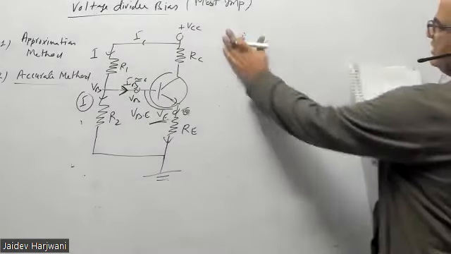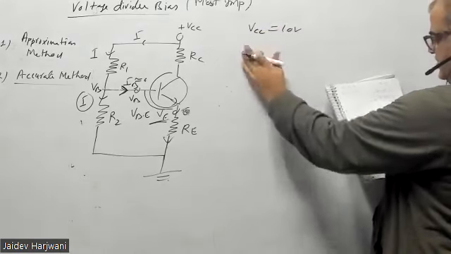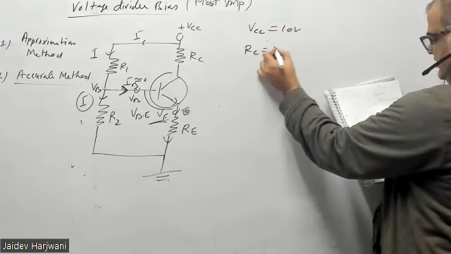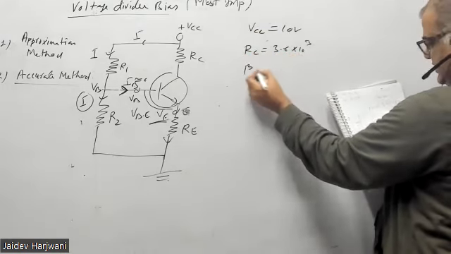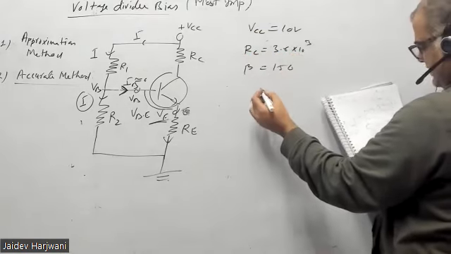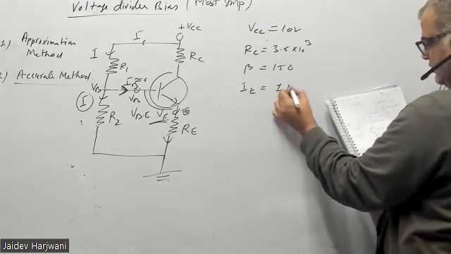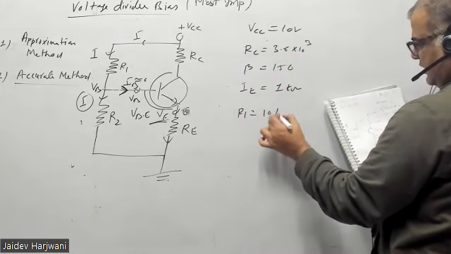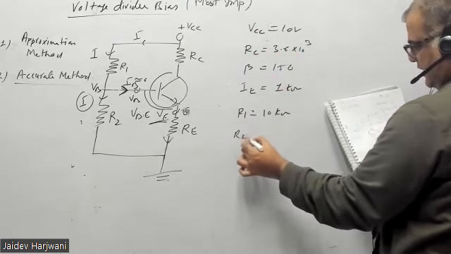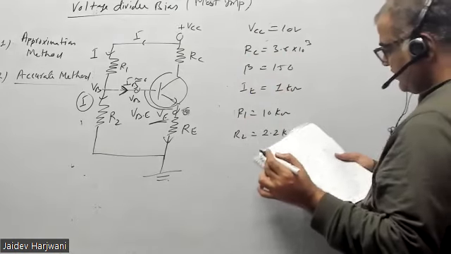Your VCC is given 10 volt, RC is given 3.6 kilo ohm, beta is given 150, but you don't require beta here. Just to back calculate, RE is given 1 kilo ohm. R1 is given 10 kilo ohm, R2 is given 2.2 kilo ohm. What do you want more?